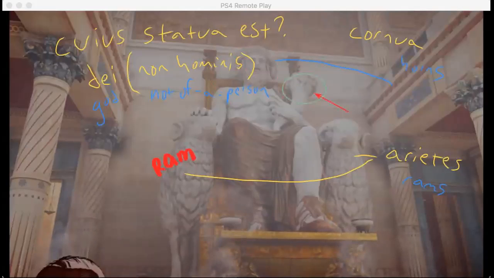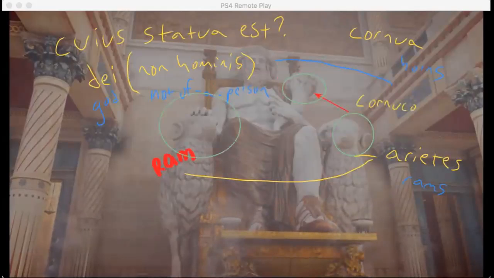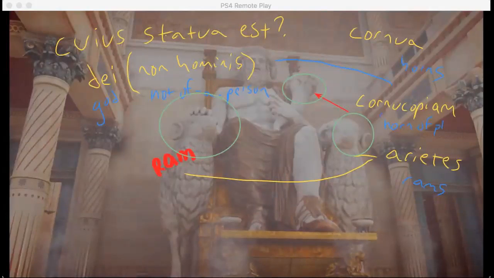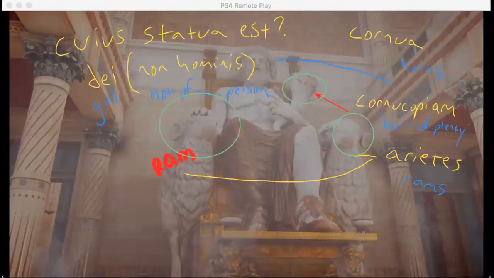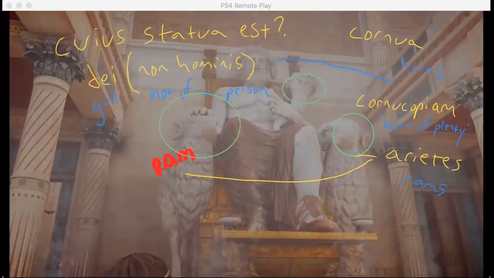Bene. Quid est? Haec est cornucopia. This is a cornucopia, or a horn of plenty. You'll recognize cornucopia from Thanksgiving. It's usually talked about at school in Thanksgiving time, and sometimes it's a decoration at Thanksgiving time. It's a symbol of abundance. You'll see other gods and goddesses with the cornucopia, and that is a symbol of abundance.